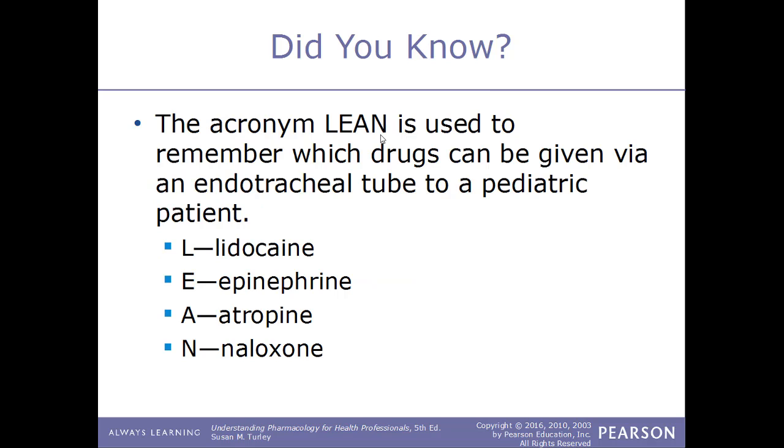But when it comes to a pediatric patient, that has to change slightly. Instead of the acronym NAVEL, the acronym LEAN, L-E-A-N, is used. L represents lidocaine, E, epinephrine, A, atropine, N, naloxone. So vasopressin is not appropriate to be given through an endotracheal tube to a pediatric patient.